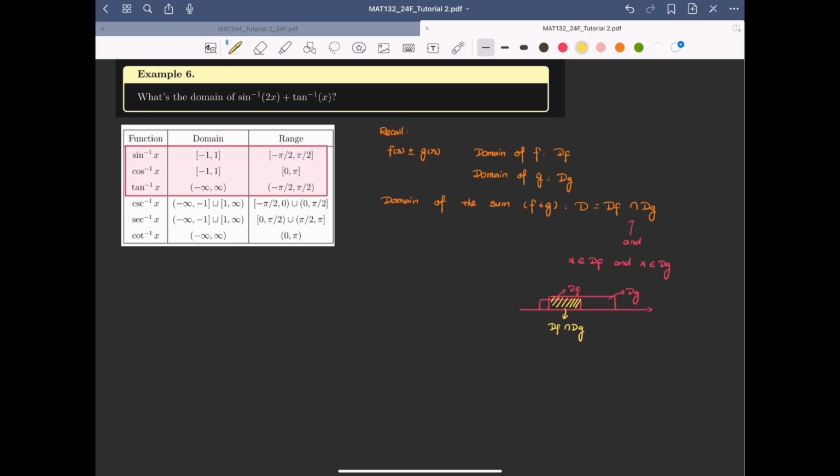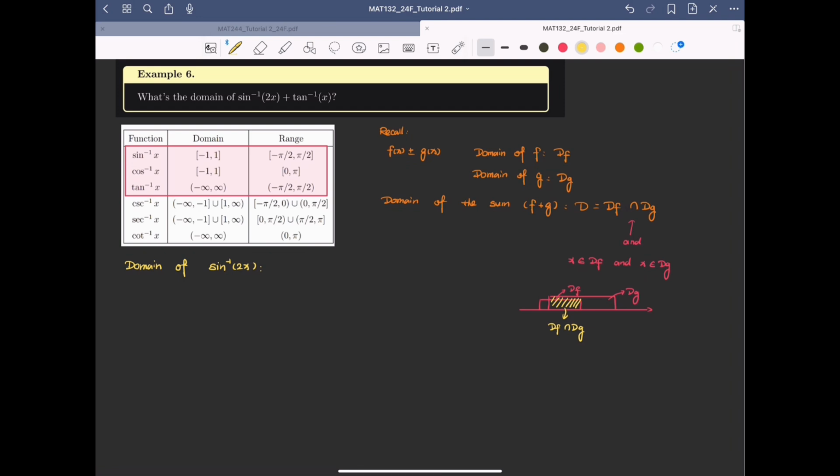With this in mind, let's look at our question again. Now I have the sum of two functions and I'm looking for the domain. That means I need to find the domain of this and I need to find the domain of this, and then I take the intersection. So let's find the domain of sine inverse of 2x first.